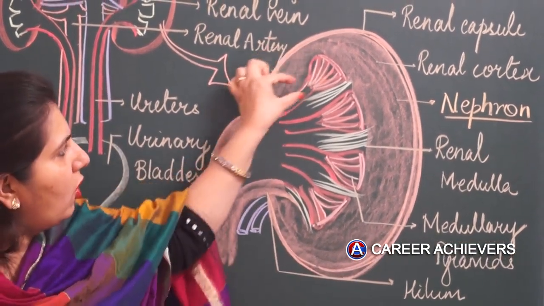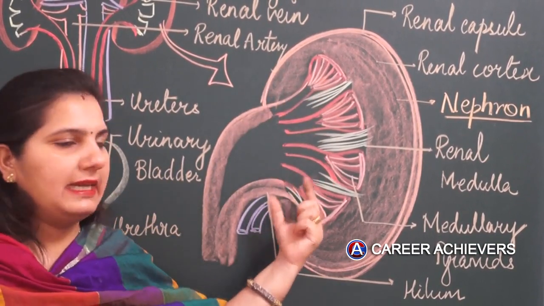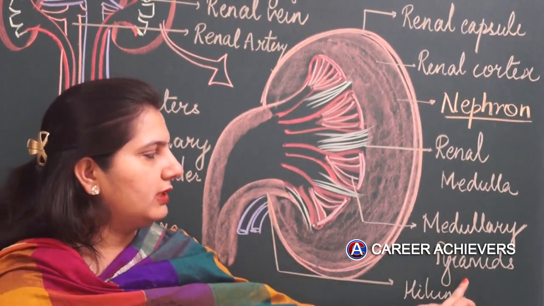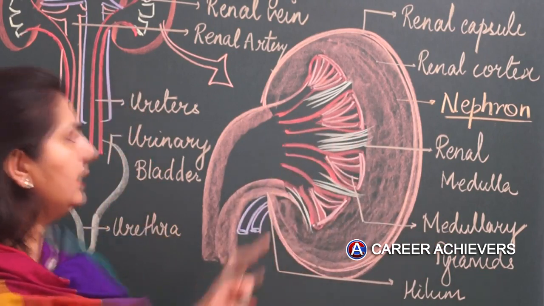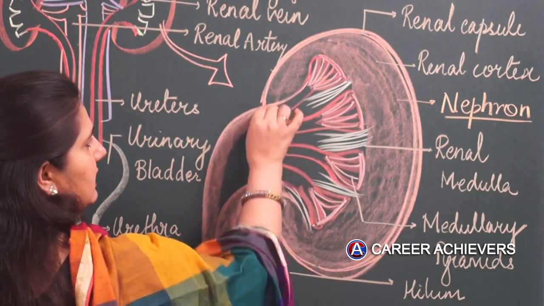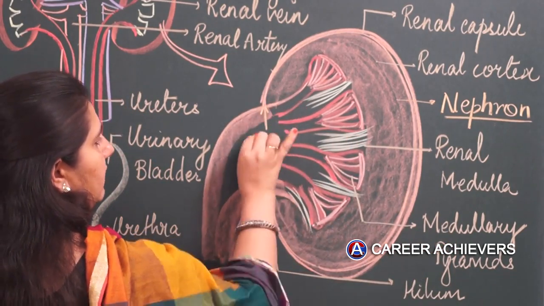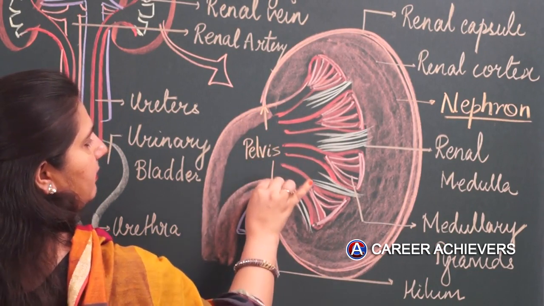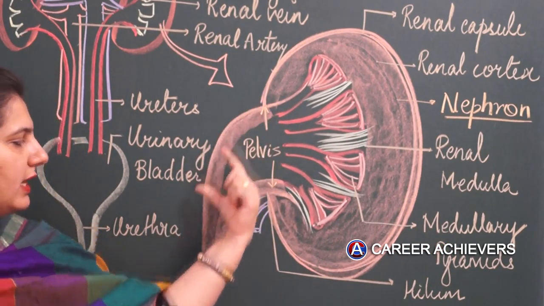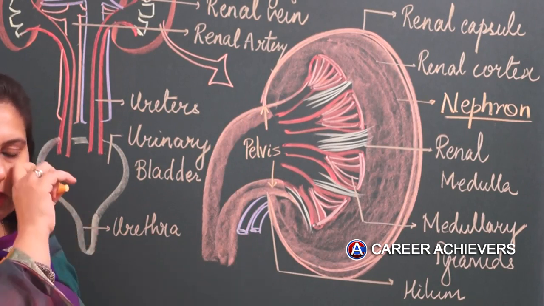The collection of all the ducts forms the pyramid-like structures called the medullary pyramids, which open into a broad space. This is called the renal pelvis, and then it is transferred to the ducts called ureters.